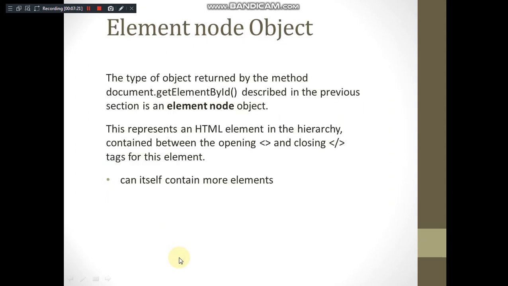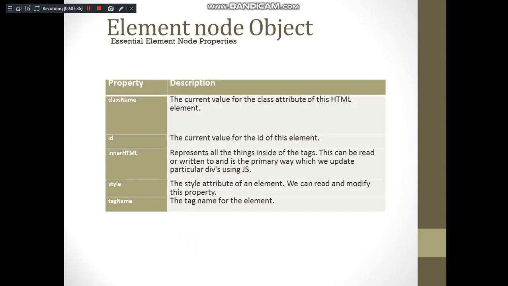Element node: that we have seen, this represents an HTML element in the hierarchy contained between the opening and closing tag for the element. It can itself contain more elements further also. Okay, so the element node object is essential, and element node properties are described here. You can find out the className, the current value for the class attribute. Here it is not a class of object oriented programming.